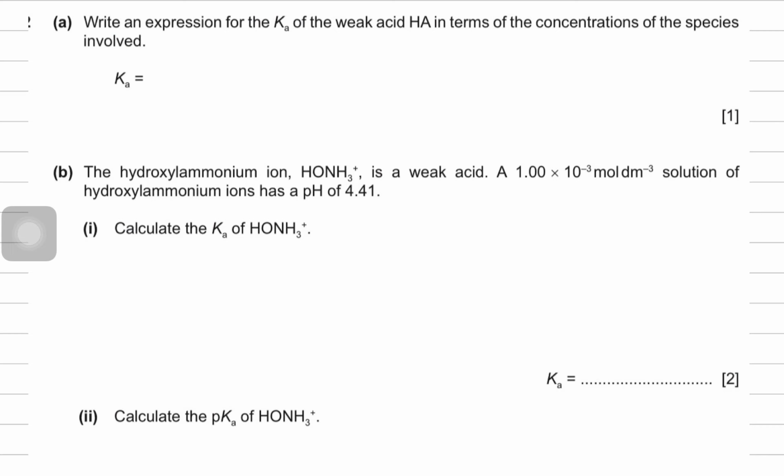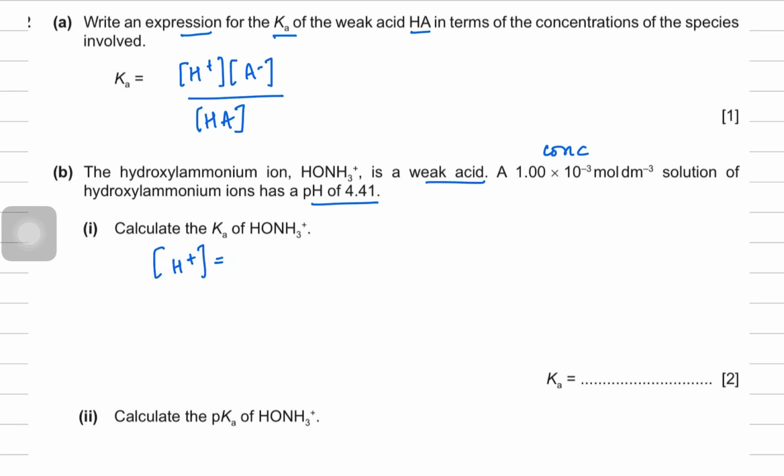Now this question says, write an expression for the Ka of the weak acid HA in terms of the concentration of the species involved. We have just done this, right? Ka is equal to the concentration of H plus and conjugate base A minus divided by the concentration of undissociated acid. The hydroxyl ammonium ion is a weak acid and the concentration is given as 1 exponent minus 3 and the pH is 4.41. Calculate the Ka of the hydroxyl ammonium ion.